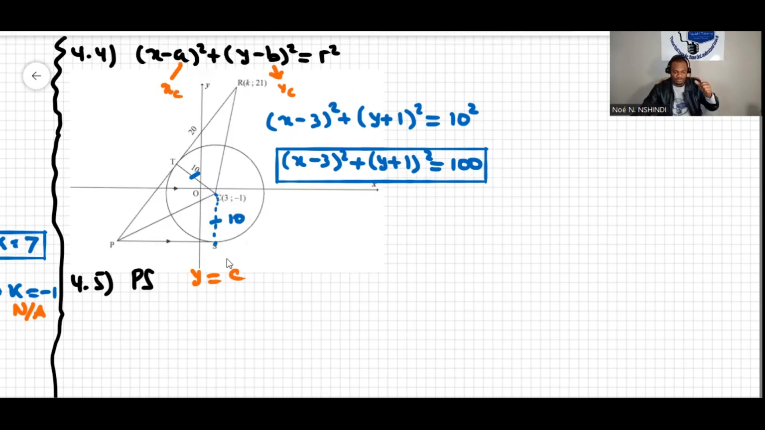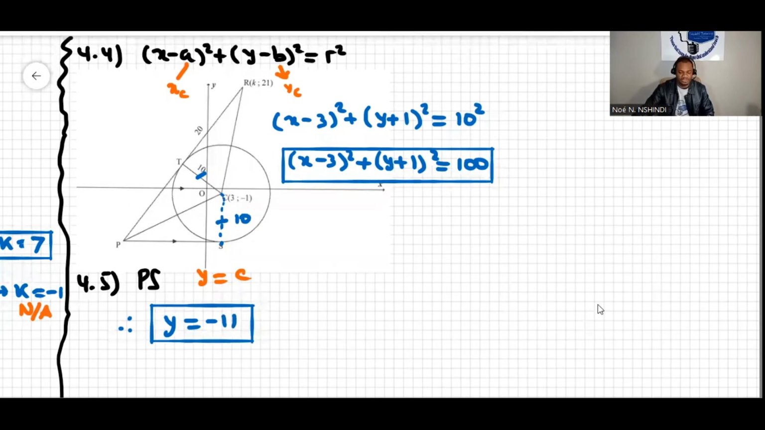-1 to 0, it's 1 unit. From 0 to 10, 10 units. 1 plus 10 makes 11 units. So therefore, the equation y will be y equal to -11. That's the tension line, the tension at PS. Okay, the following question is, let's see.